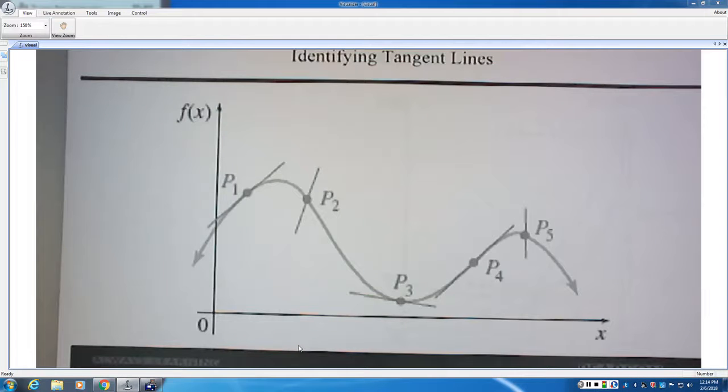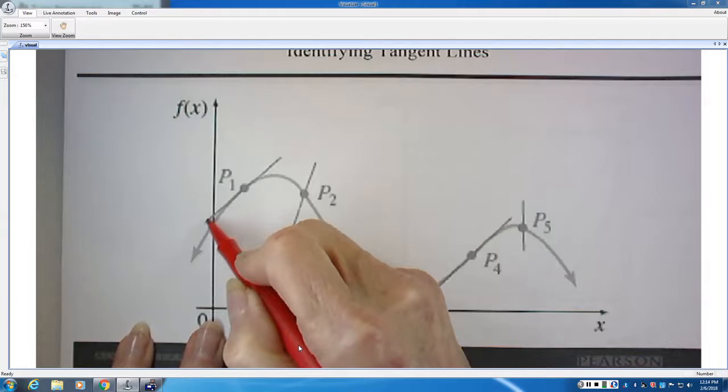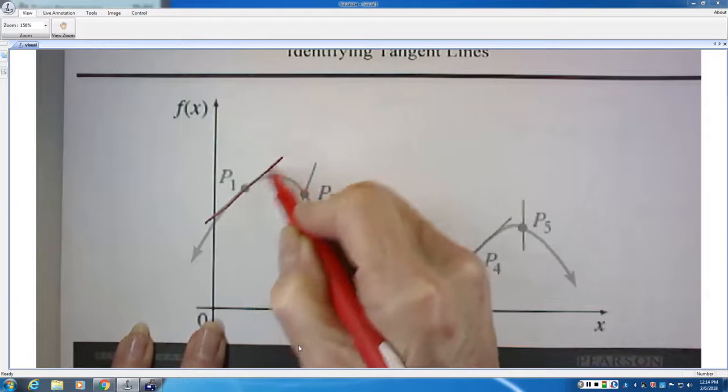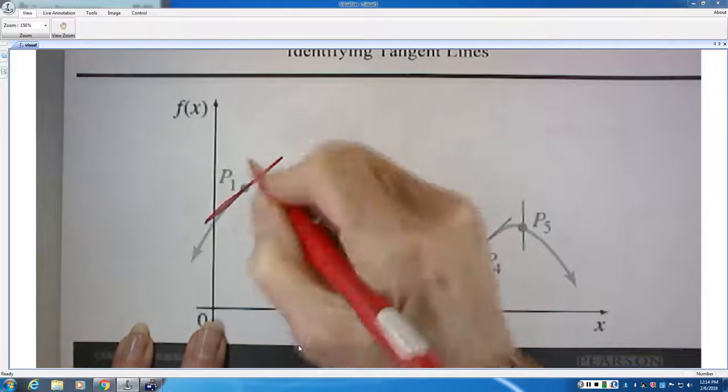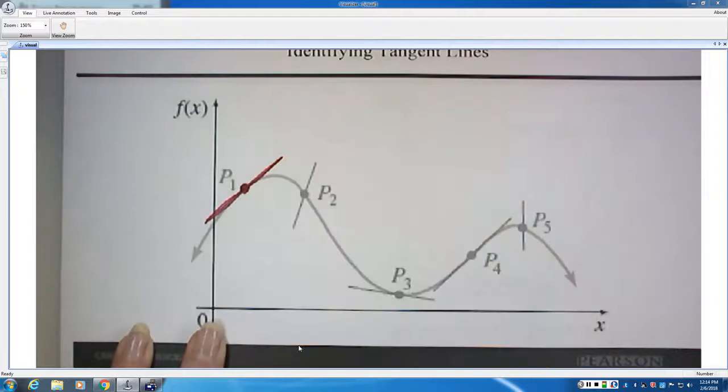Now to clarify that a little bit, we're going to look at some tangent lines and some lines that are touching the curve in 1 point but are not tangent lines. For example, this line, going to the curve at point P1, the only place it touches that curve is at P1, and it does indicate that the curve has a positive slope at that point, because that tangent line also has a positive slope.